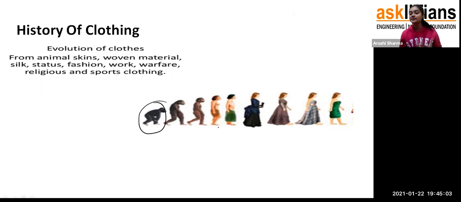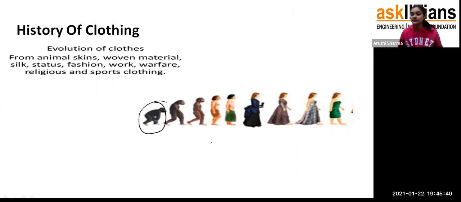Initially, when people didn't know about clothes, they didn't wear anything over their body, they just roamed here and there like that. But after some time people realized that we should cover some parts of our body. So, students, for that purpose they started using leaves. For example, banana leaves are very long, so they used to wrap those leaves around their bodies.